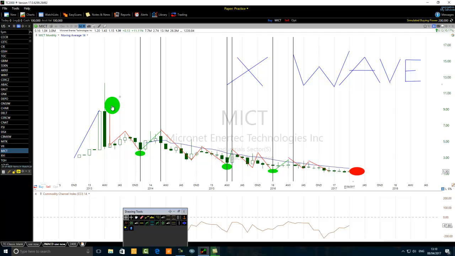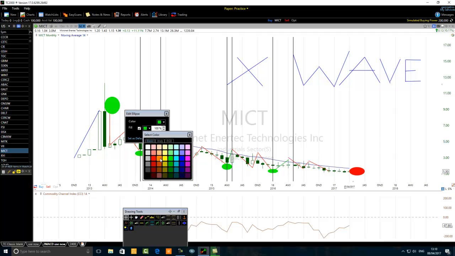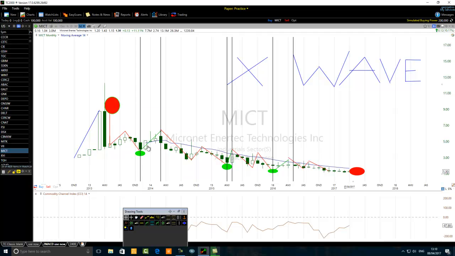All right, so from here all the way down there we have a correction, but it's a complex correction formed of 4 zigzags. So from here down to this point, it's a correction that is correcting the trending phase. All right, it's correcting the trending phase.